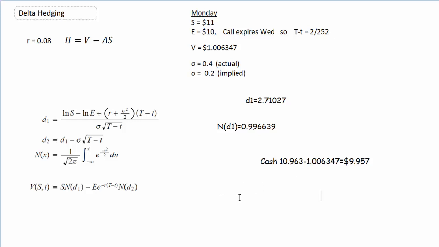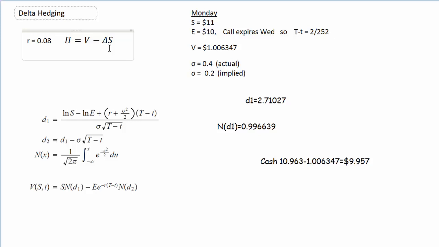If I add up all the things I have that are positive, which are I own a call option and I have $9.96 cash, I could sell the call option for $1 and change in the market, add that to my cash. That would give me $10.96. I could buy back the 0.9966 of a share and repay my stock debt, the stock that I shorted. So right now my net position is 0.